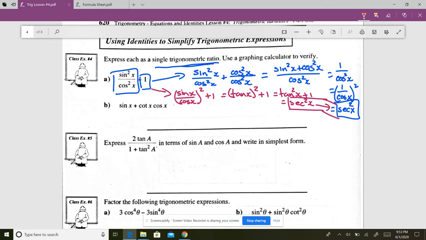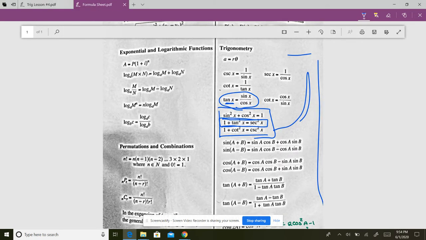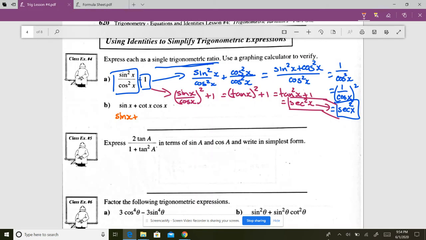Sin x plus cotan x times cos x. All right. The way I like to do these is you don't want tans and cotans. You want to rewrite everything in terms of sine and cosine. So if there's a cotan or anything, get rid of it. Rewrite it as a sine and cosine. This is sine of x plus, what's cotan? Cotan, now you could write it as 1 over tan, or you could write it as cosine over sine. That's the one we're going to choose because we want everything in terms of sine and cosine. So it's going to be cosine of x over sine of x times cos of x.